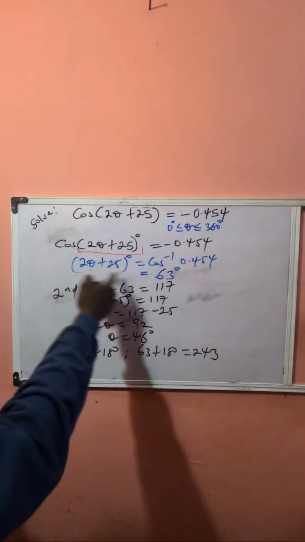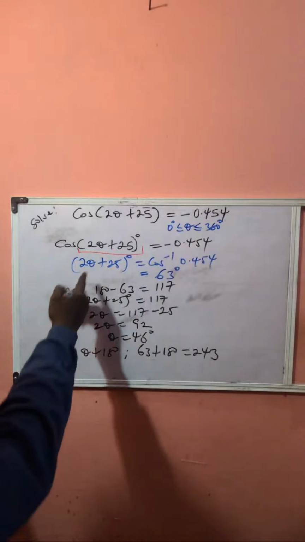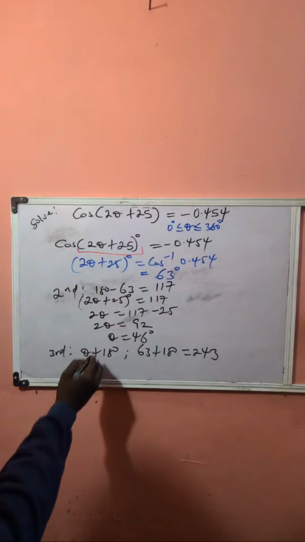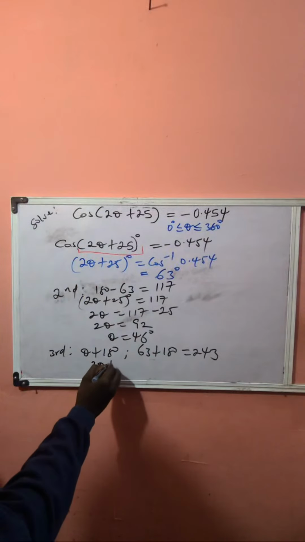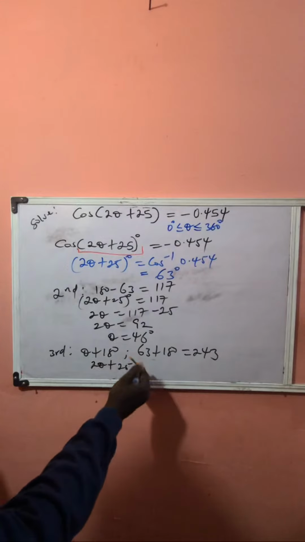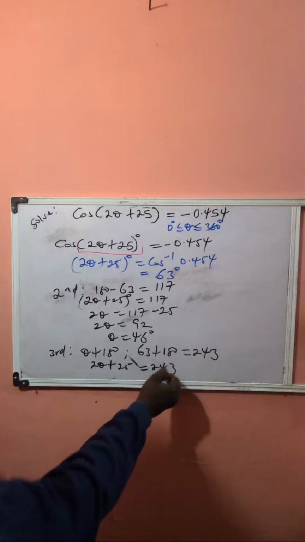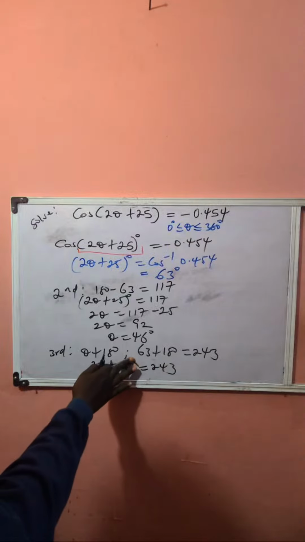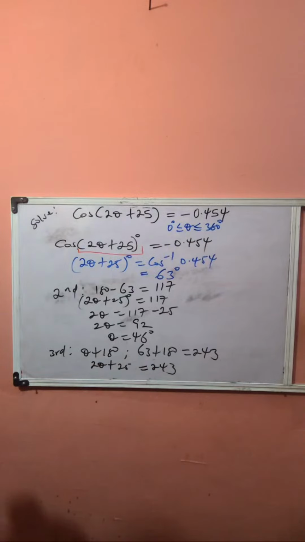Now, from what we have here, we are dealing with not just a single theta now, we're dealing with this whole thing. So we have 2 theta plus 25 degree equals to 243. So if I go on to resolve this, 243 minus 25, that will be 218.